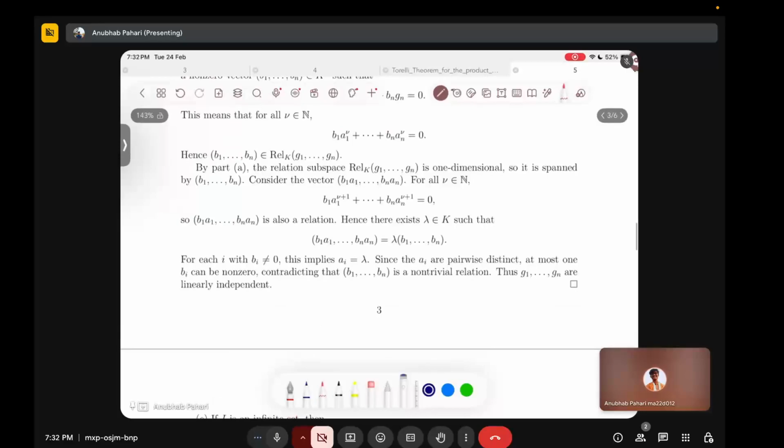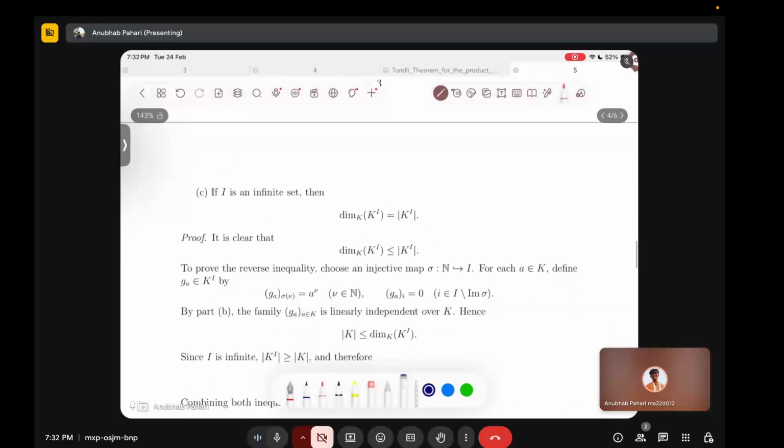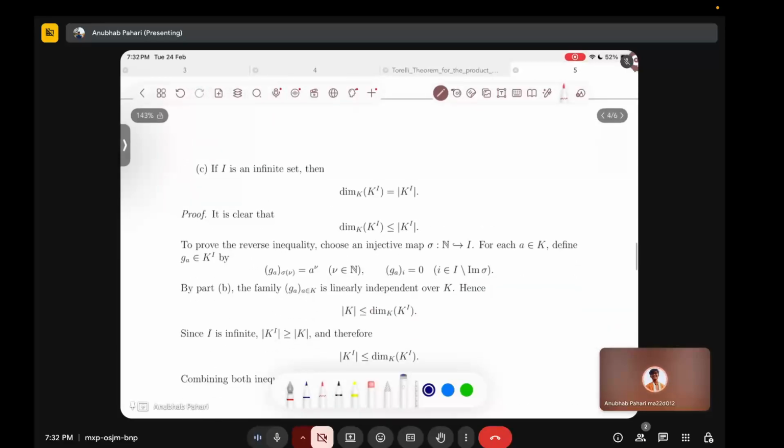So we are done. Now let us move on to a third problem that says if I is an infinite set, then we have to prove that the dimension of k^I over k equals the cardinality of k to the power I. So take your time and we will meet after 5 minutes.